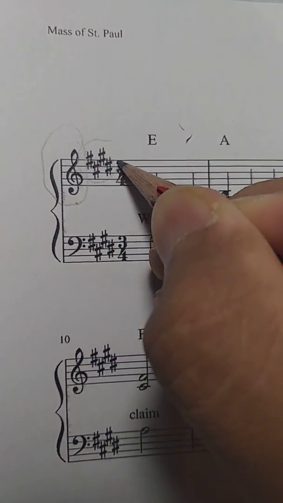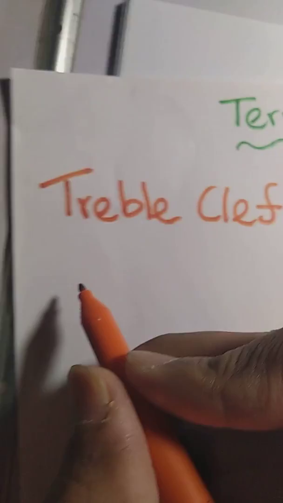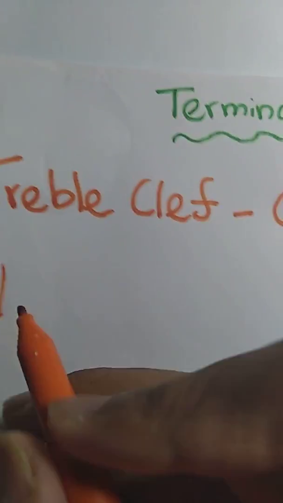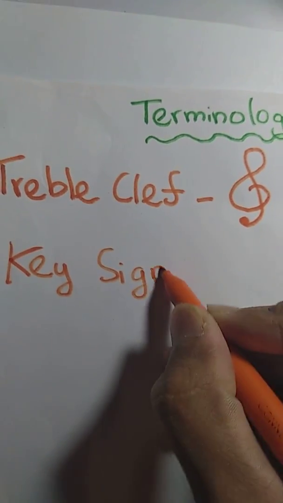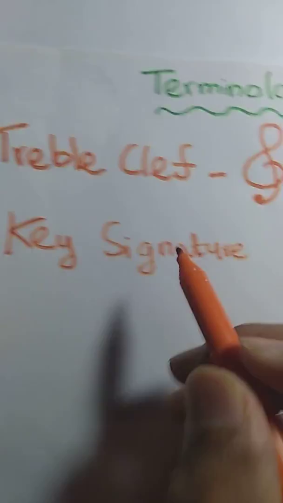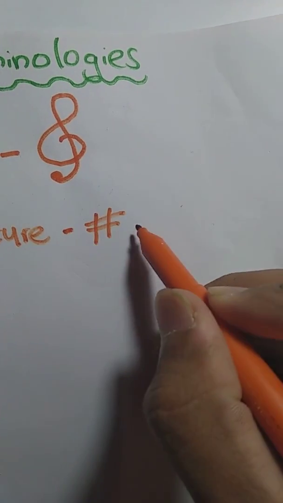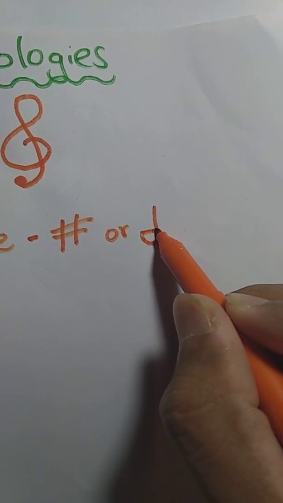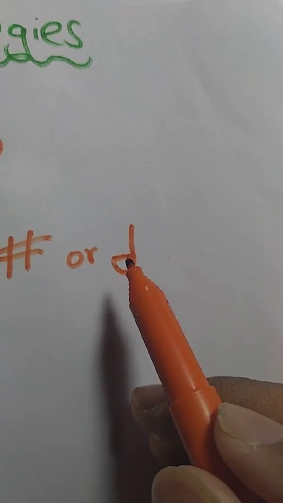The sharp symbols you see here are known as the key signature. Let's name this one. This is the key signature. Basically you might find some sharps or a symbol like this. There are many symbols and numbers. There may be two sharps here, or four sharps, or a kind of inverted b.